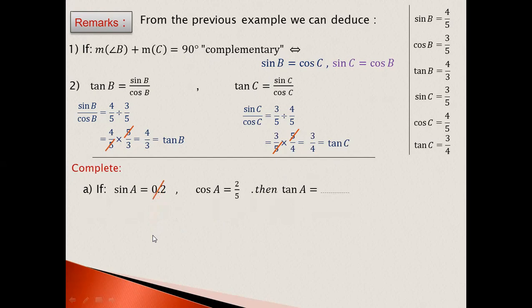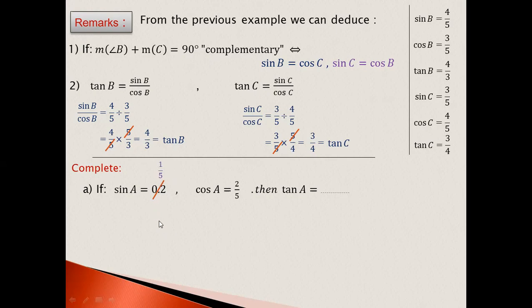If sine of the angle A equals 0.2 and cosine of the angle A equals 2 over 5, and we need to find tangent of the angle A, what am I supposed to do? We know that we can convert the decimal number 0.2 into a fraction. It's going to be 2 over 10. And 2 over 10 can be written in the simplest form, 1 over 5, if we divide by 2 up and down.